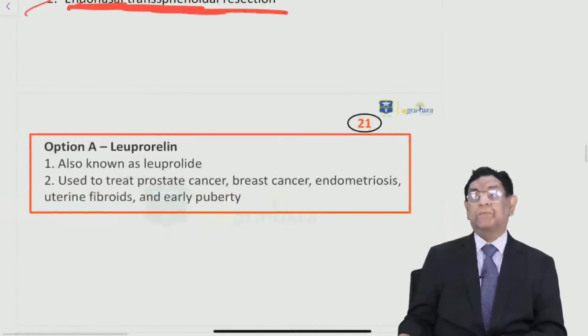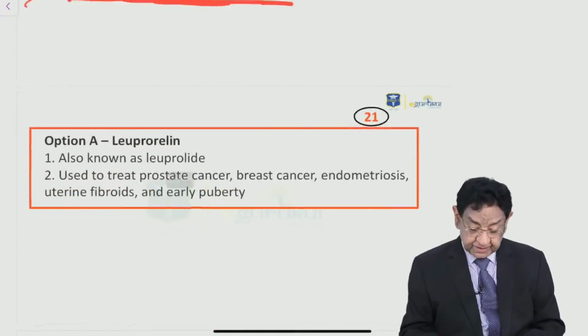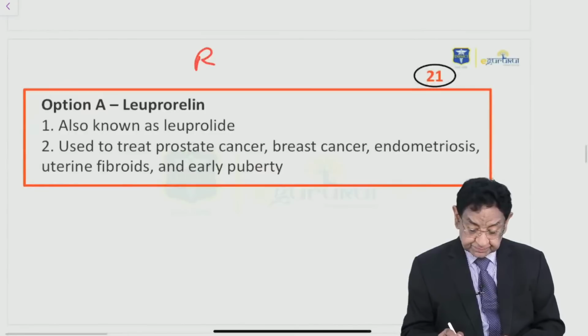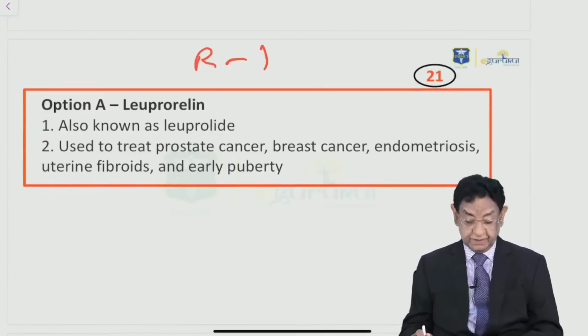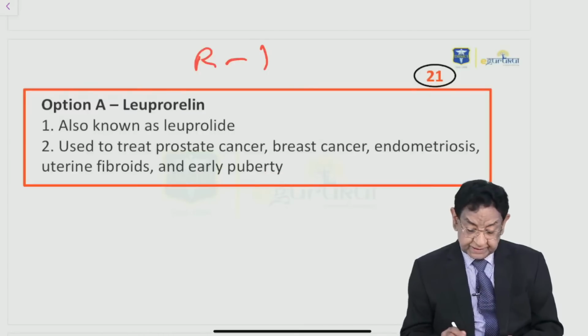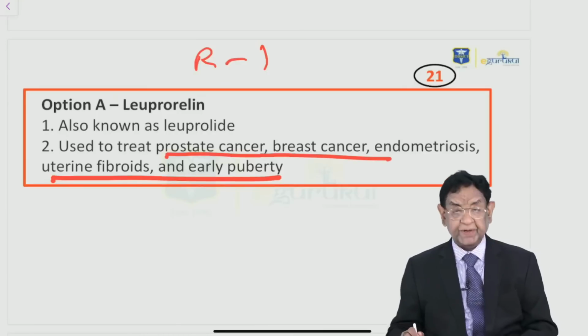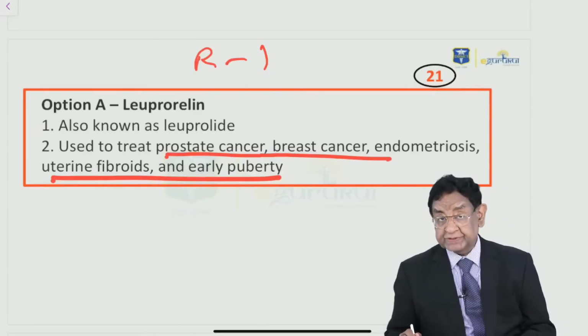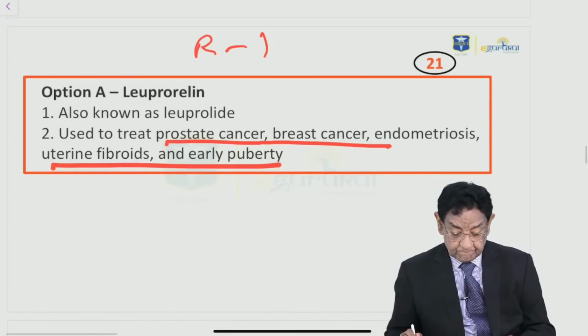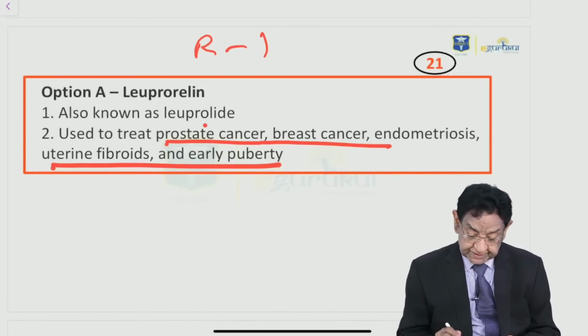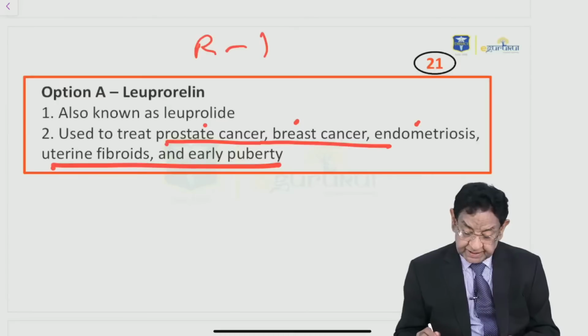Well, let's look into the other option. This is a rank 1 question. Leuprolide is used to treat prostate cancer, breast cancer, endometriosis, uterine fibrosis, and early puberty. Rank 1 question. Make a box of this also: prostate, breast, endometriosis, uterine fibrosis, and early puberty.